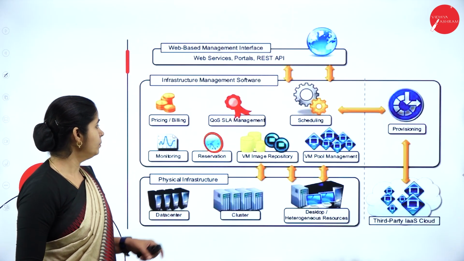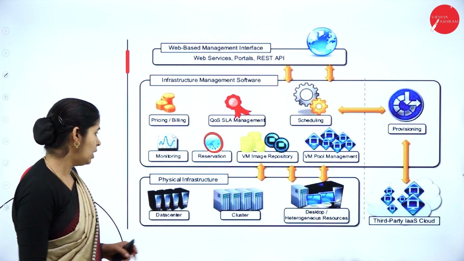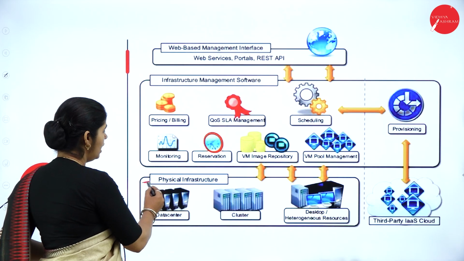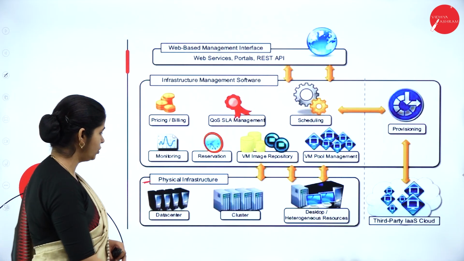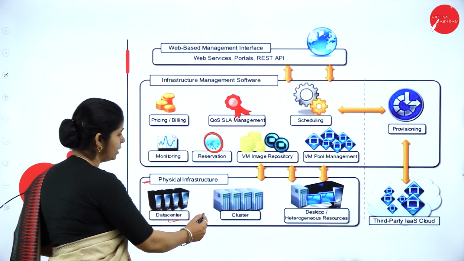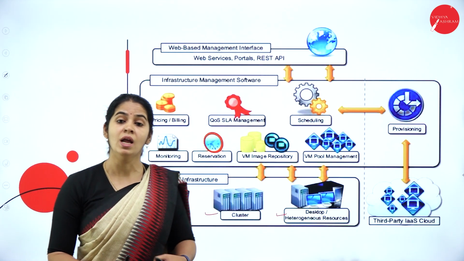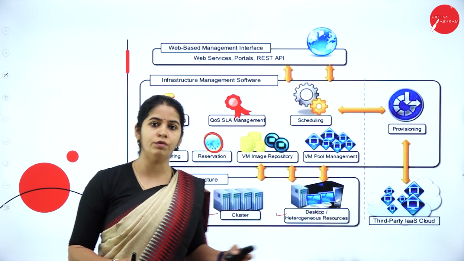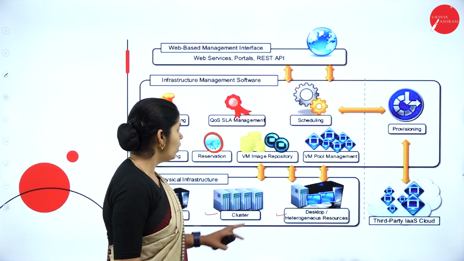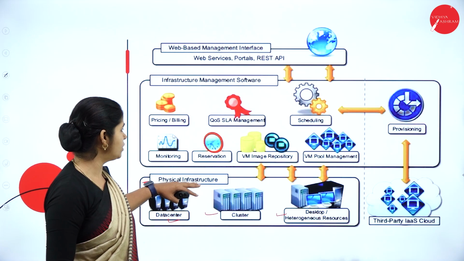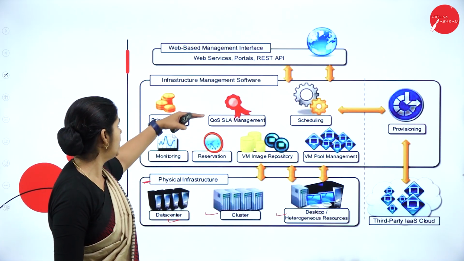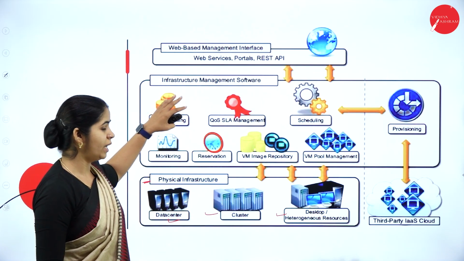Okay, then this is the structure of IaaS. What we have is a physical layer, that is the physical infrastructure. What all are we having? Data centers, clusters, and heterogeneous resources. Heterogeneous resources means different resources combined together form the heterogeneous resources. Okay, this physical infrastructure or physical layer will be communicating with the software management layer.